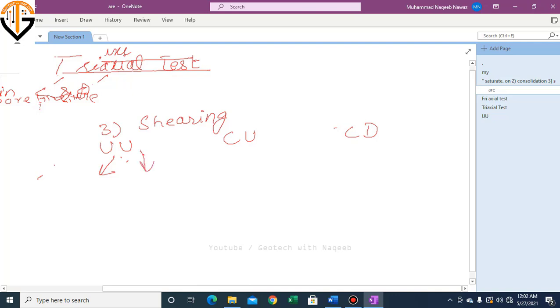The second letter of the test type depicts whether the condition during the shearing is drained or undrained. U means undrained, so there will be an undrained condition during the shearing. This is the concept behind the names of these tests. Similarly, in CU, consolidated means that in the second stage, after the saturation, there will be consolidation of the soil sample. After consolidation, during the shearing, the condition will be undrained.